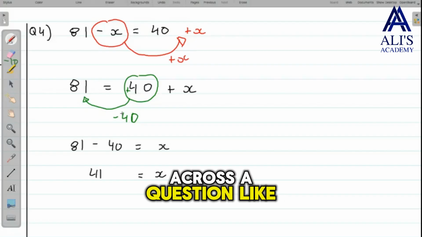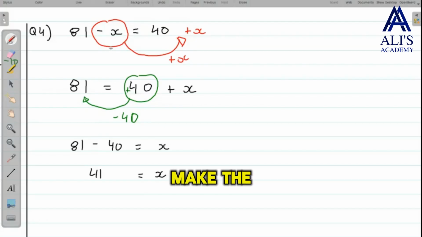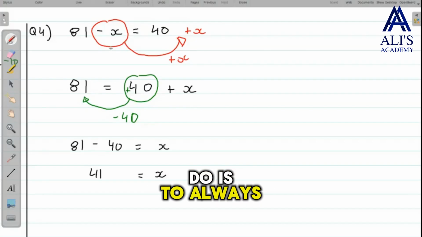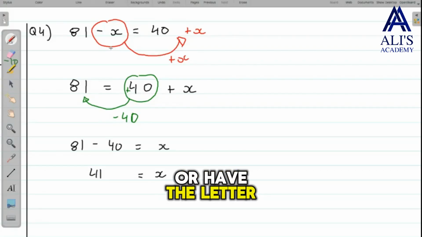Whenever you come across a question like this, always look. The best thing to do is to always make or have the letter as a positive.